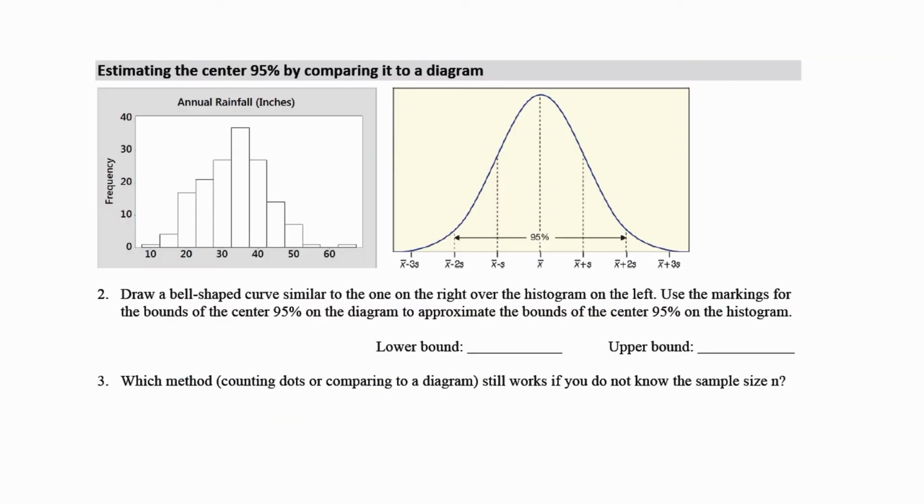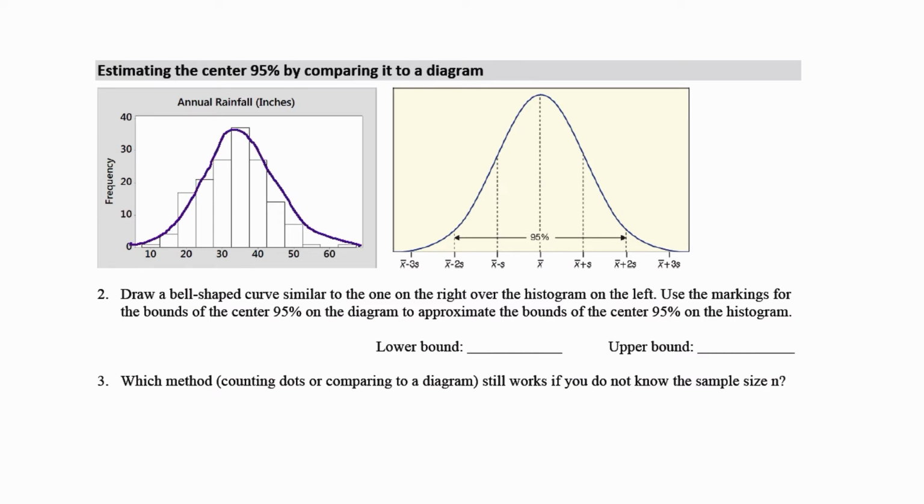So one method of estimating the center 95% is calculating how many observations should be in each tail and counting in from the edges. Another method is to just compare our distribution to about what this bell-shaped curve looks like and train ourselves to get some idea of what that looks like and about how much mass we would expect to see in each tail. So here I would say, okay, this looks approximately like the bell curve.